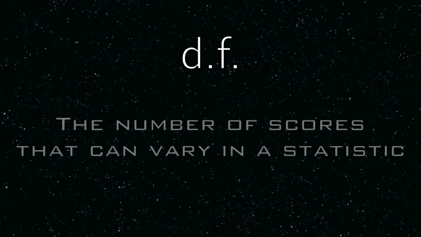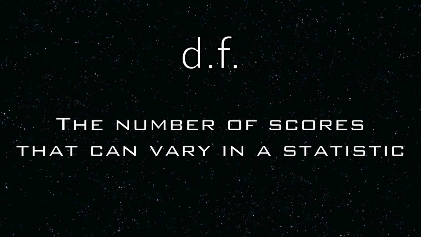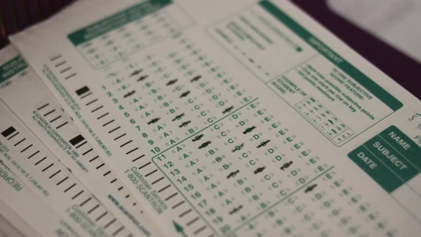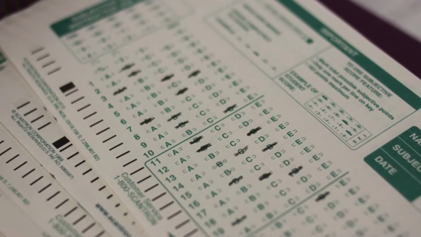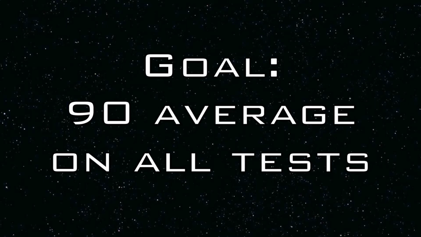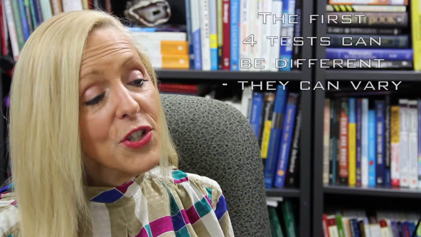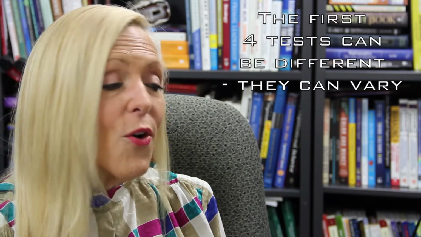The number of degrees of freedom, commonly written as df, is the number of scores that can vary in the statistic. What this means is, let's say there are 5 tests required for your class, and we know that your average score you want to be is 90. So the first 4 tests can be different, or they can vary, but the last one has no choice except to be whatever will give you the result of 90.